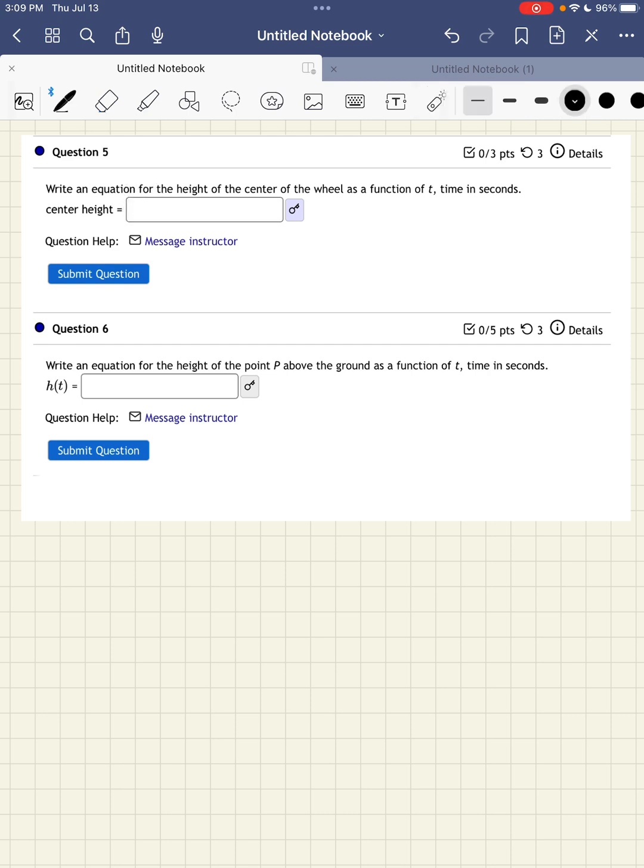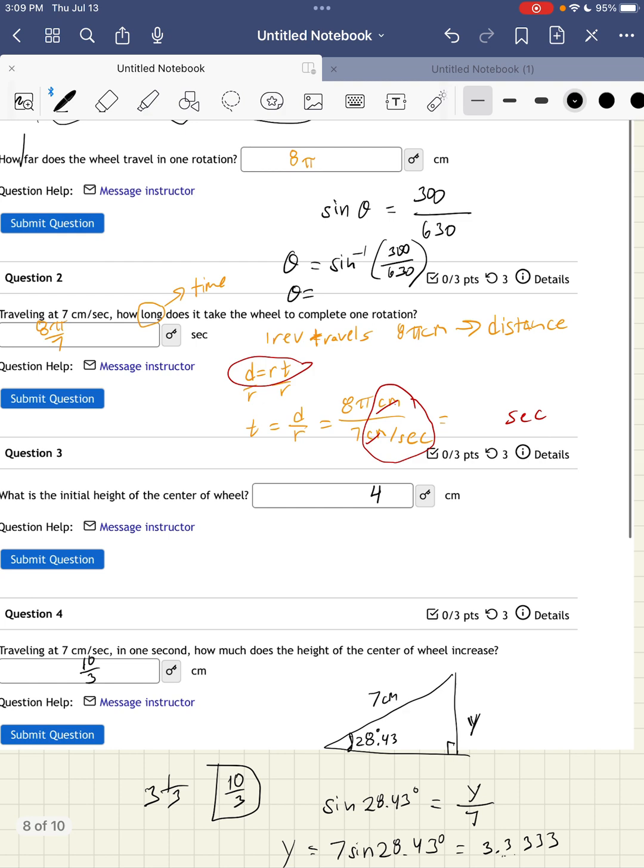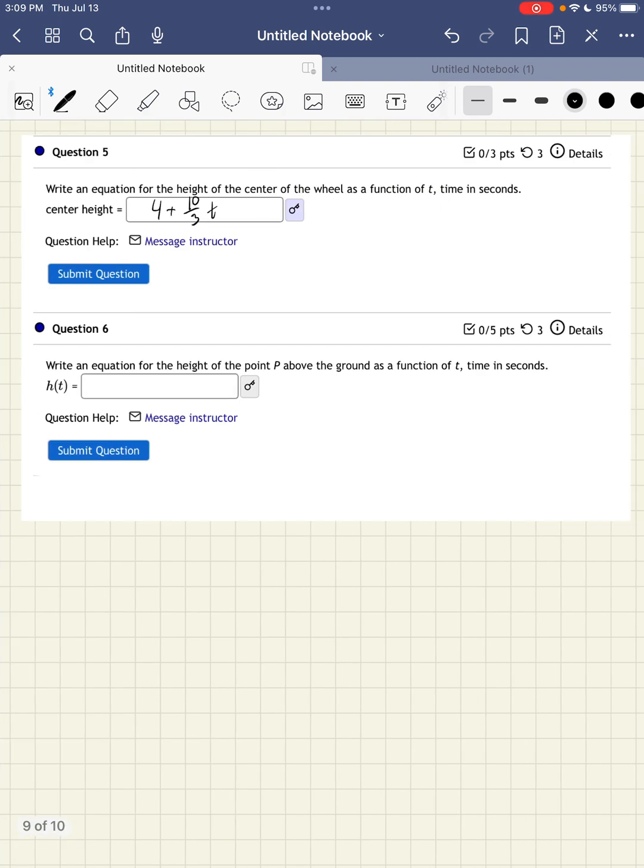4 plus 10/3t. I'm not sure if I'm going the right direction, and I said, okay, let's write the equation of this line, and then just add it. I haven't checked doing it that way, so let's just stick with what we've already spent time calculating. So that's the answer to part 5. It's just our answer to 3, really, plus our answer to 4 times t.